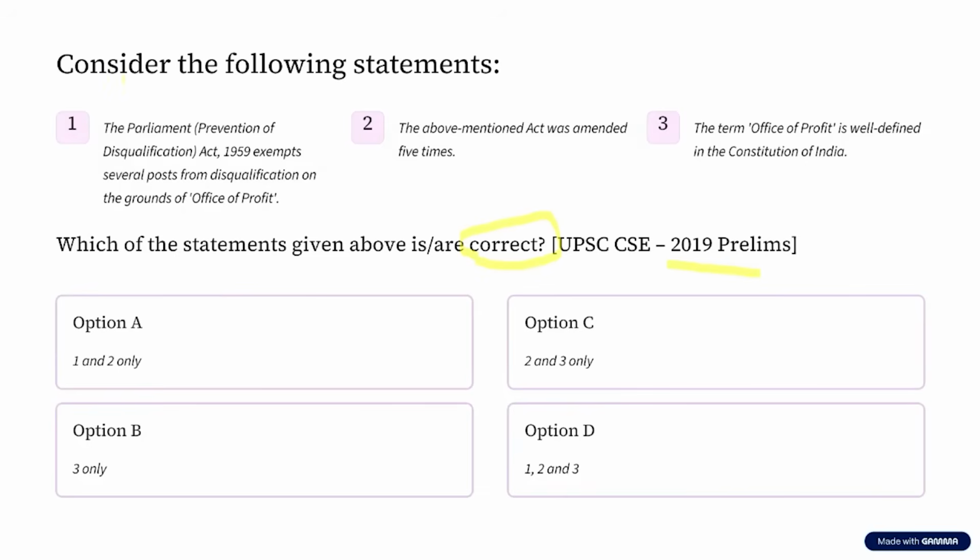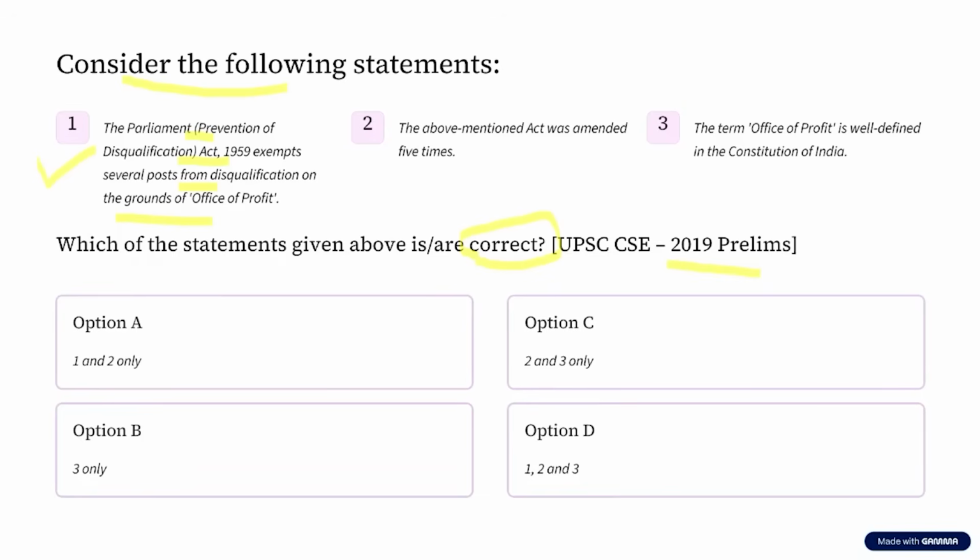Now, coming to the question, consider the following statements. The Parliament Prevention of Disqualification Act 1959 exempts several posts from disqualification on the grounds of office of profit. Yes, we discussed this in detail, and we also discussed that this particular act has kept several posts away from disqualification on the ground of office of profit. Where do we find office of profit? Article 102 in the Constitution of India. So first statement is correct.